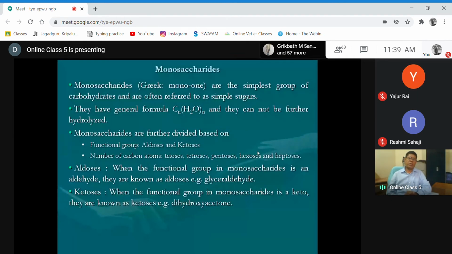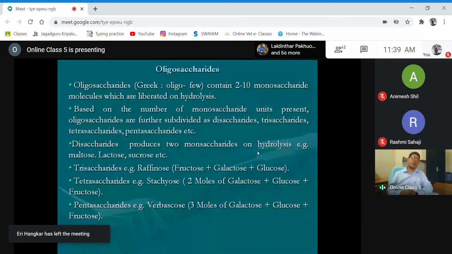Heptoses are very rare, and may be found only as an intermediate of metabolism. When carbohydrates are metabolized, some of them may contain 7 carbon atoms. We'll come to know it later on when we discuss metabolism. Here, the aldoses are those where the functional group in the monosaccharide is an aldehyde. An example is glyceraldehyde. Then ketoses have the keto functional group. The example is dihydroxyacetone. We will come to these structures later on.